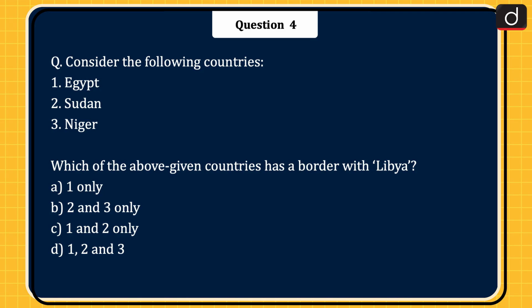Next question is, consider the following countries. 1. Egypt, 2. Sudan, 3. Niger. Which of the above given countries has a border with Libya? 1 only, 2 and 3 only, 1 and 2 only, or 1, 2 and 3? The correct answer is option D, 1, 2 and 3.